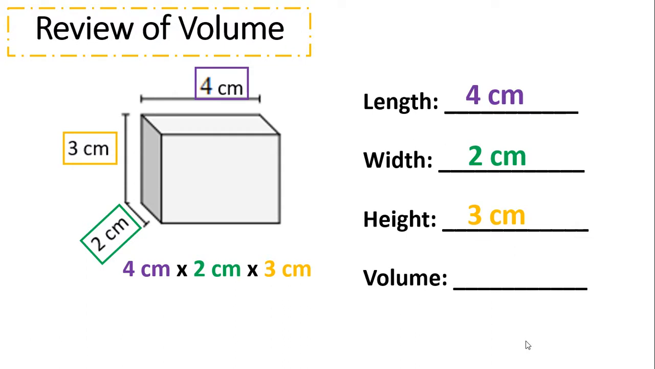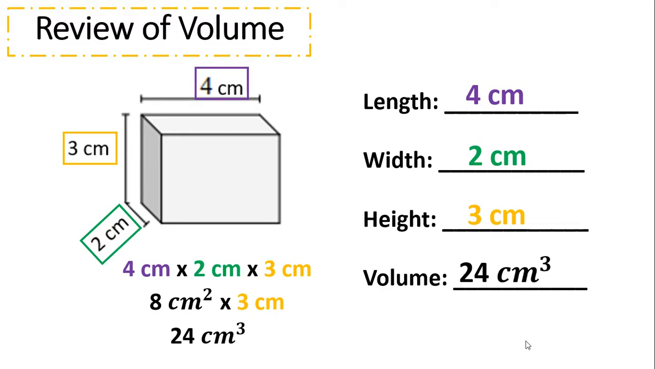4 centimeters times 2 centimeters is 8 centimeters squared, which is our base. We can now multiply our base times our height. 8 centimeters squared times 3 centimeters is 24 cubic centimeters. So our volume is 24 cubic centimeters.